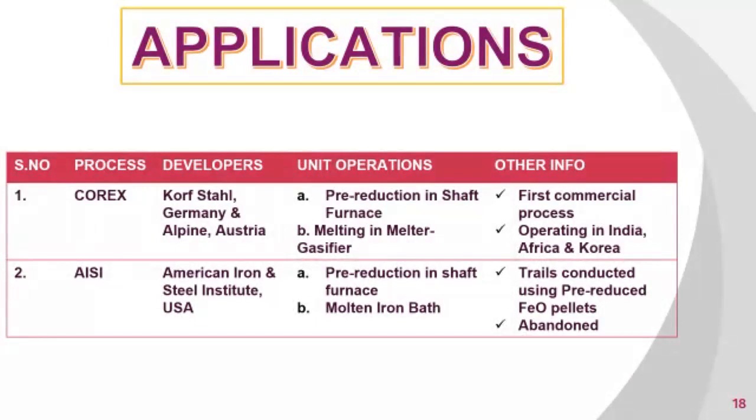Now that we know the working principle and advantages, let's see the application of reduction smelting in a shaft furnace. The KOREX process, which is the first ever commercial process popular in India, Africa, and Korea, involves the pre-reduction in a shaft furnace. The AISI process, developed by the American Iron and Steel Institute, also involves a pre-reduction process in a shaft furnace. However, the KOREX process is the most efficient, economical, feasible process that involves reduction smelting using a shaft furnace. Next slide, please. Here is a video of the KOREX process.